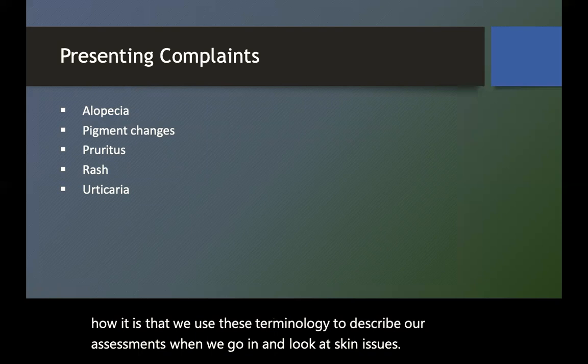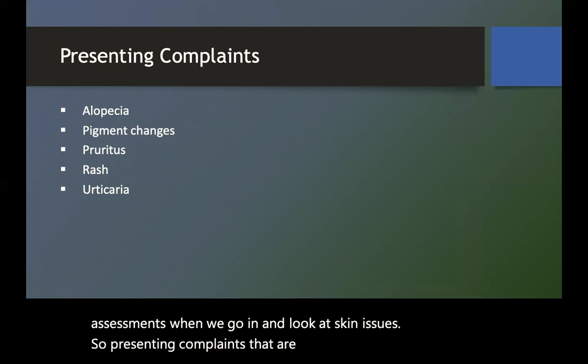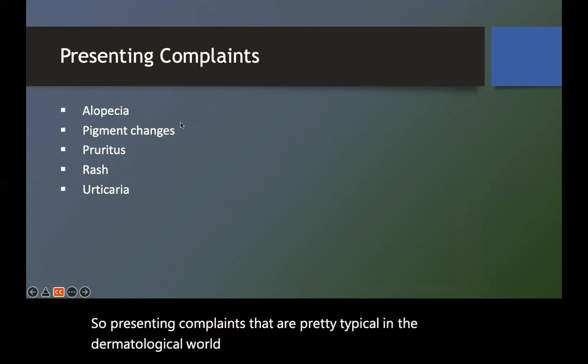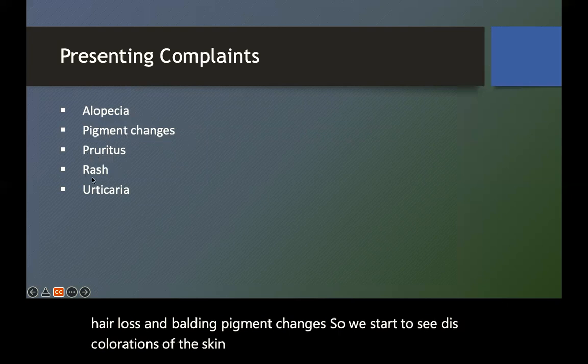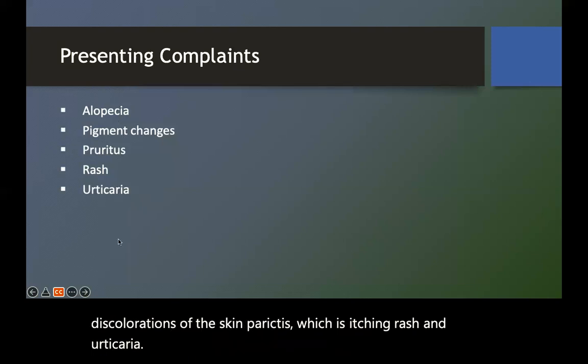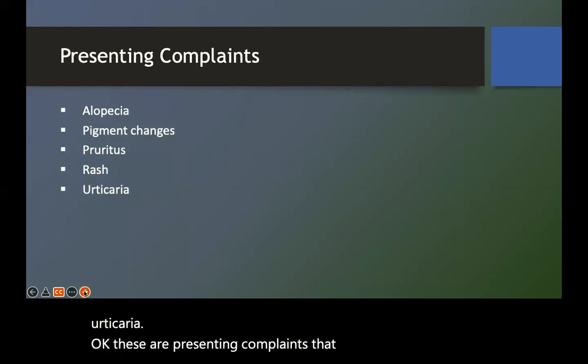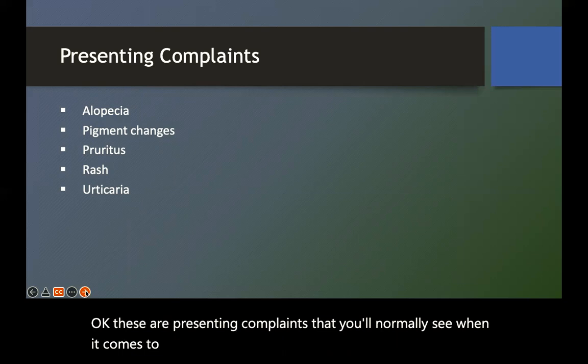Okay, so presenting complaints that are pretty typical in the dermatological world are alopecia, which is basically balding, hair loss and balding, pigment changes. So we start to see discolorations of the skin, pruritus, which is itching, rash, and urticaria. Okay, these are presenting complaints that you'll normally see when it comes to any kind of skin conditions or dermatological conditions.